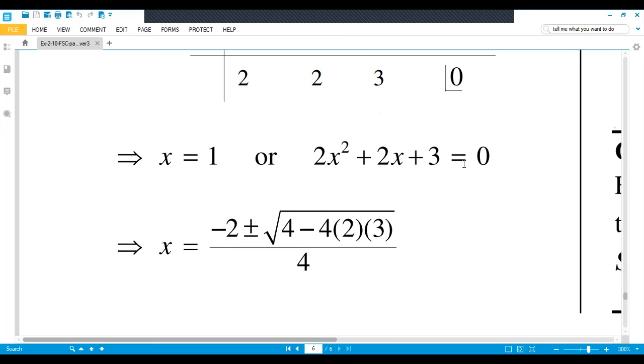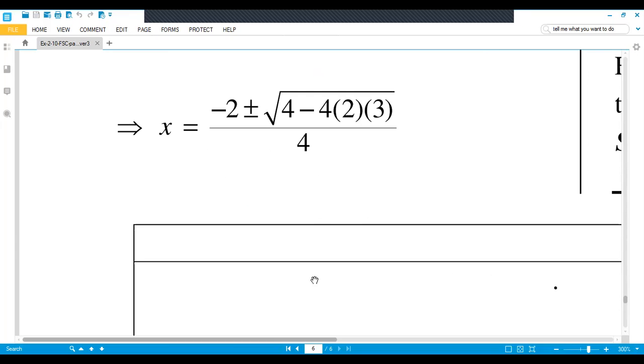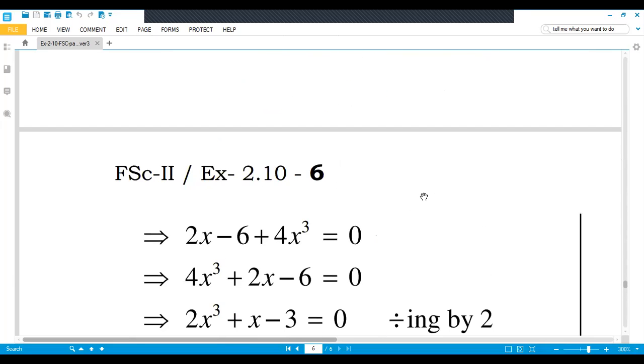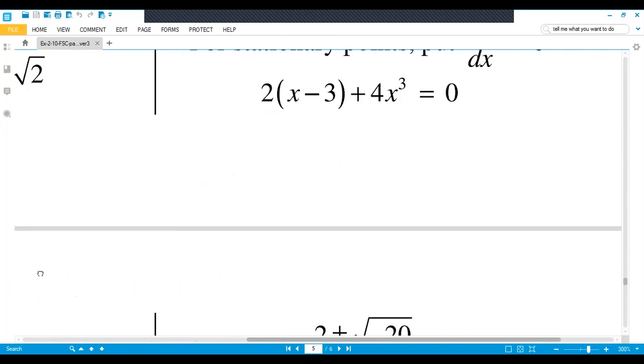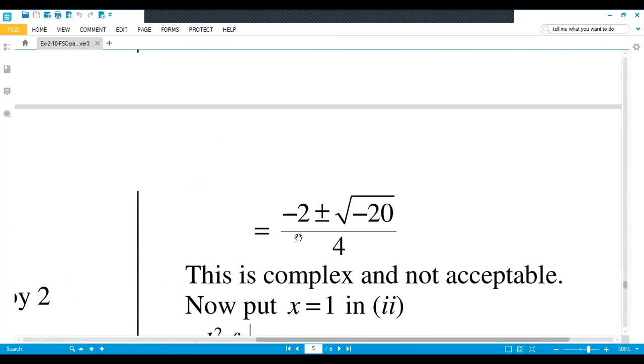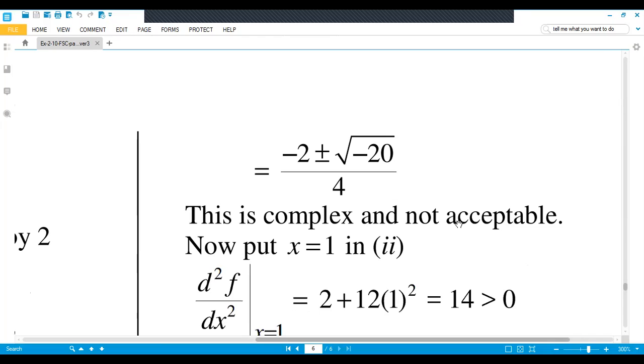Now you factorize this by the quadratic formula. 2x square plus 2x plus 3, the value of b is 2: minus 2 plus minus the square root of b square, 2 square, minus 4ac, where a is 2 and c is 3, divided by 2a, so 2 into 2 is 4. So it will be minus 2 plus minus the square root of minus 20 divided by 4. So this is complex and not acceptable. This is a complex root. For length, it's not acceptable.